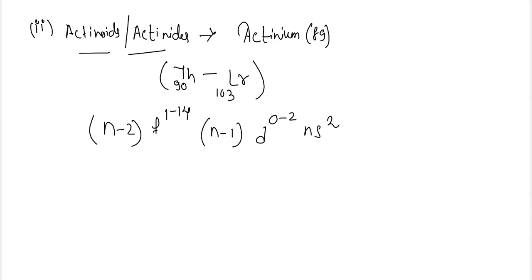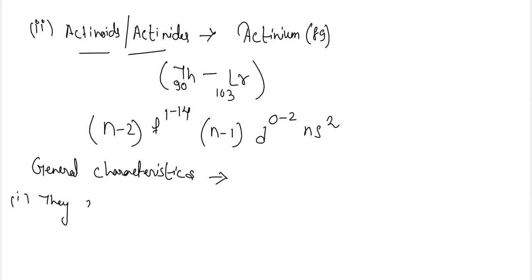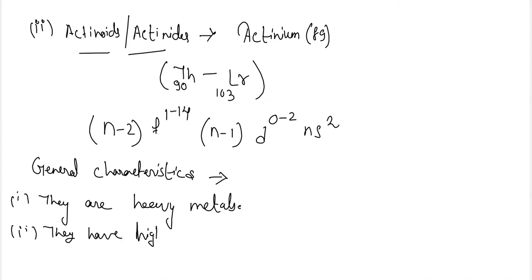Now, what are some of the general characteristics? Let's have a look at the general characteristics for the F block elements. Number one, they are very heavy metals, or we can term them as the heaviest metals. They generally have high melting and boiling points.